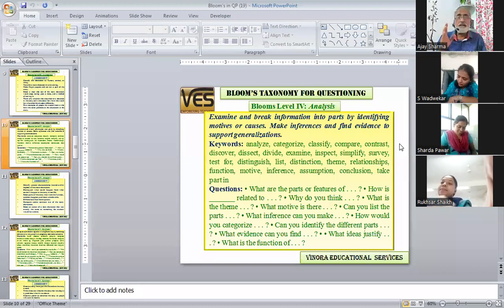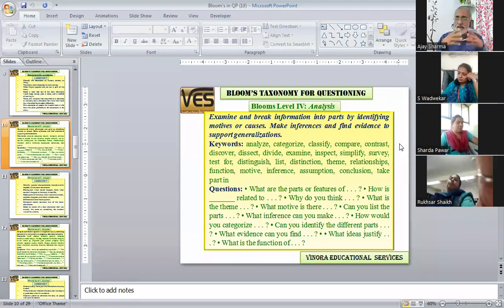Now these are the words. What do you assume? What do you conclude? These are the keywords that are utilized for applying Bloom's taxonomy for the fourth level of learning or questioning or assessment, that is analysis, breaking down the object, fact, and then getting out of it.